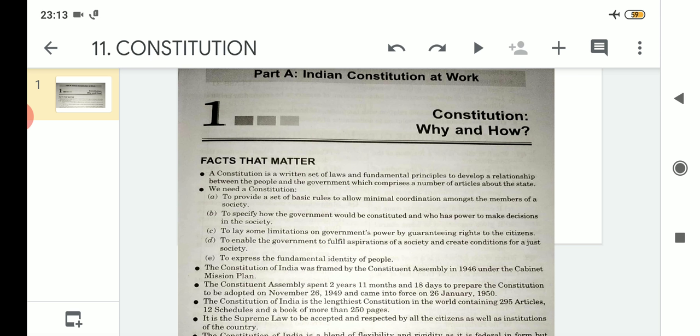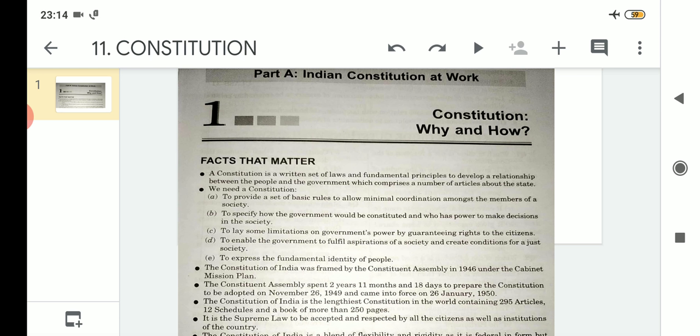After that, it is the supreme law to be accepted and respected by all citizens as well as institutions of the country. So what is the Constitution of India to the people of India? For us, the Constitution of India is the supreme law to be accepted. That means all should accept and abide by the law set by the Constitution of India. And along with abiding by the law, it is also to be respected by all the citizens living in the country of India. So acceptance has to be there, and along with that, respect should be given by each and every citizen.